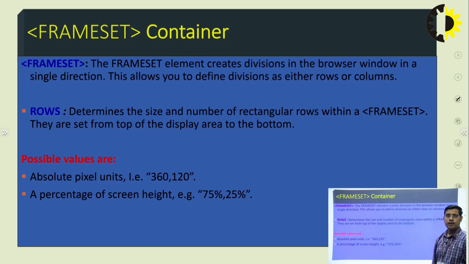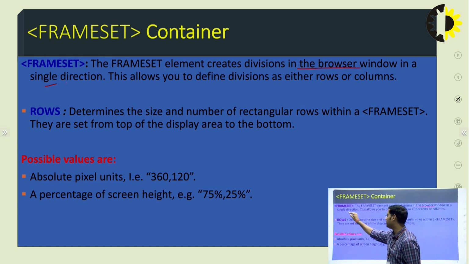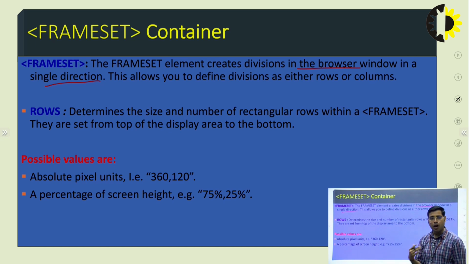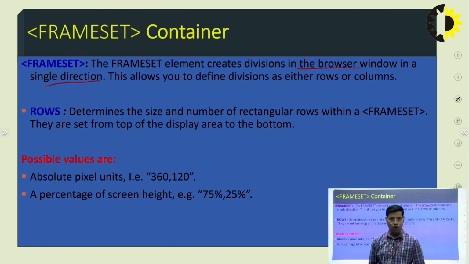Okay. Now we will discuss the frameset container. Inside this frameset container, firstly we have to understand the frameset. The frameset element creates divisions in the browser window in a single direction. This allows you to define the divisions either in the form of rows or columns. So we divide the pane either row-wise or column-wise.